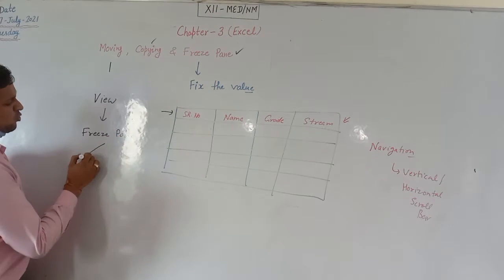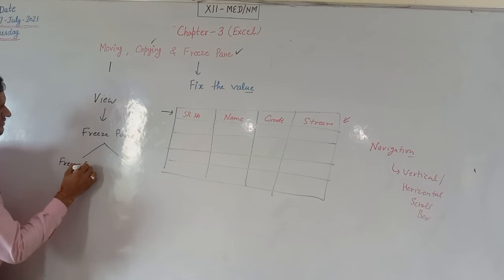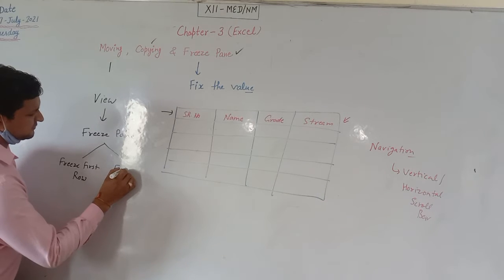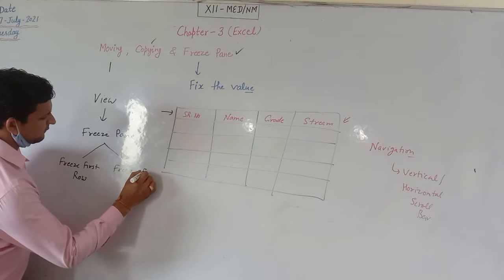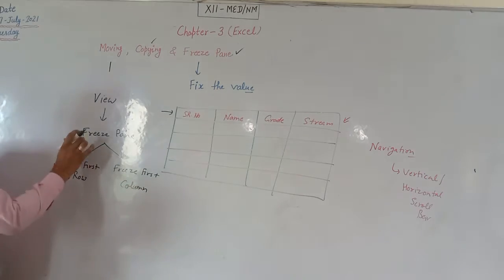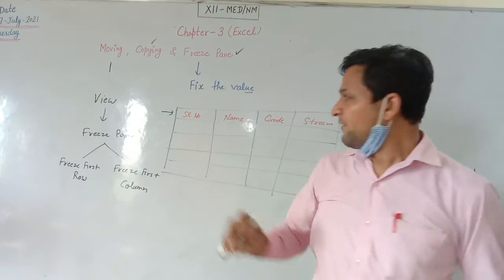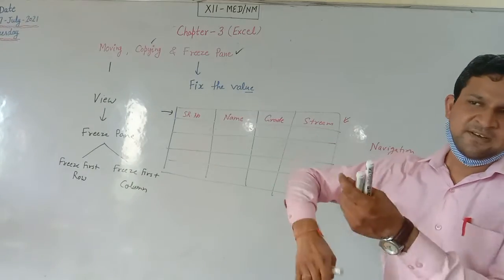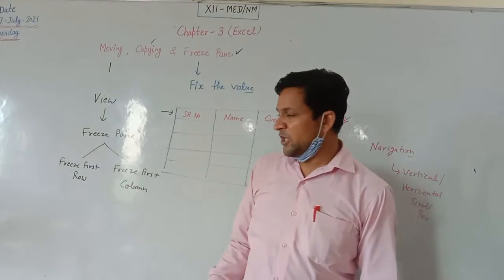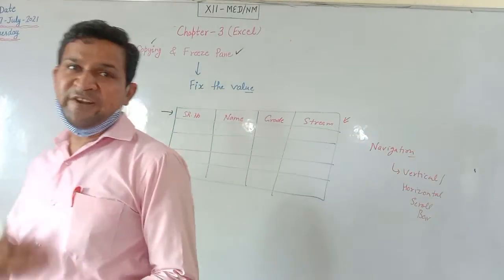In freeze pane, two options are there. Freeze first row and next is freeze first column. On whichever you click, that will be fixed. Either you are having any number of records, no problem. The first line will be fixed, the rest of the records will move up and down. There will be no problem if you use the freeze pane option on a specific first row or first column. One time you select, it will be frozen.